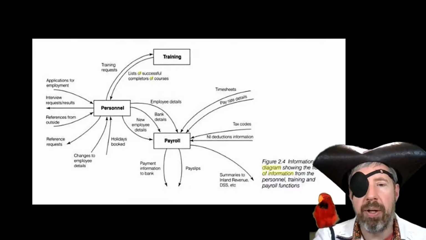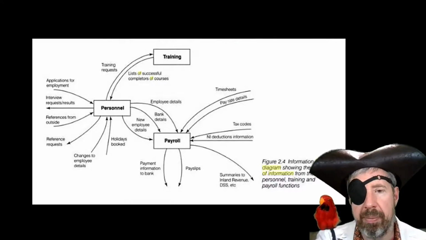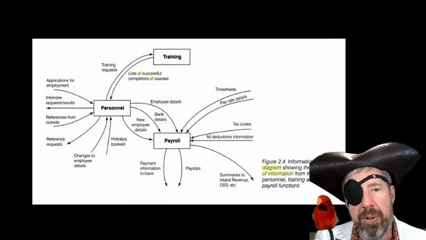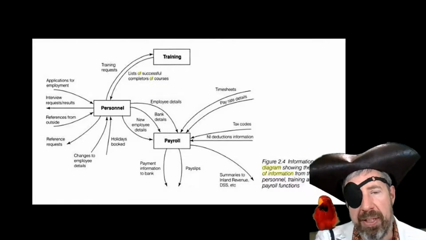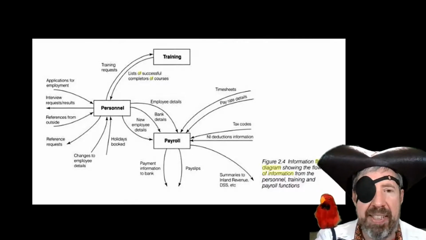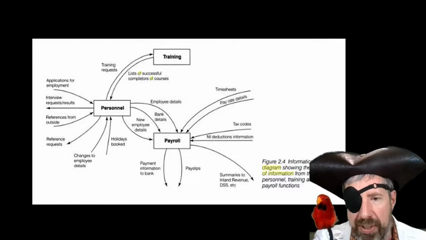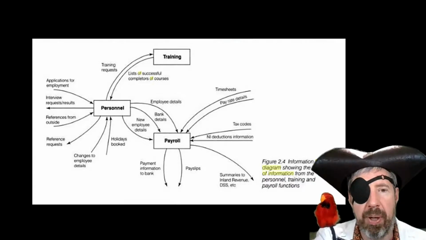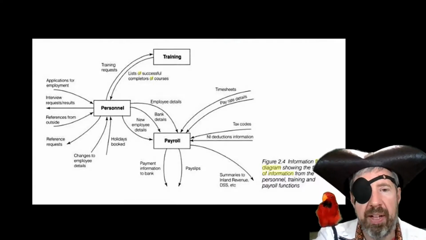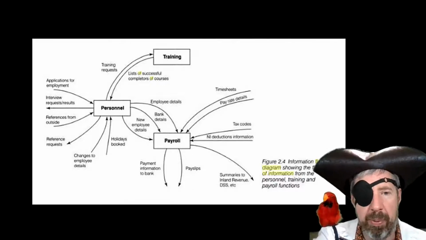Now this is not a really good example for this unit. It's just a general information flow diagram I've found on the internet, and there are not many of them to look at. So this one's not brilliant. It's not got the external companies on either, but it'll give you an idea of the type of thing I mean. So in this example, we don't know what company it is, but we know that there's the training department, the personnel and payroll. And we can see that the personnel are passing employee details and bank details to the payroll department.